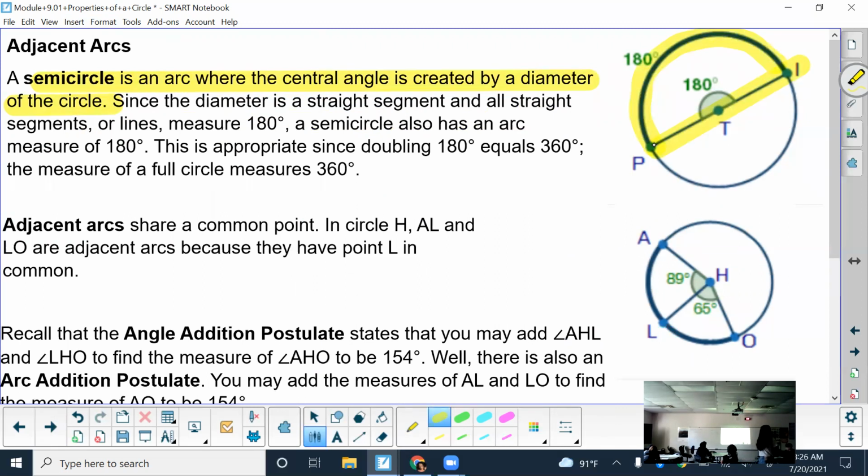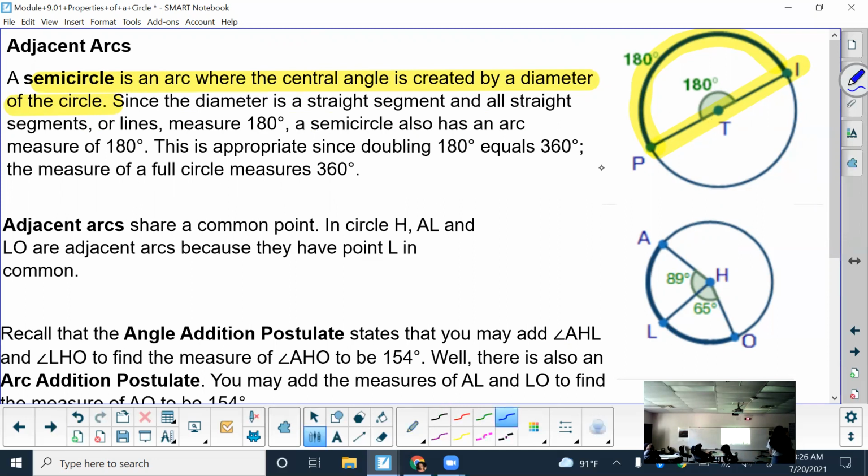And the diameter is a straight line. That's why that angle is 180 degrees. All right, so straight lines have an angle of 180 degrees. So semicircles have an angle of 180 degrees, which makes sense because a semicircle is half a circle, and a full circle is 360, and half of 360 is 180.